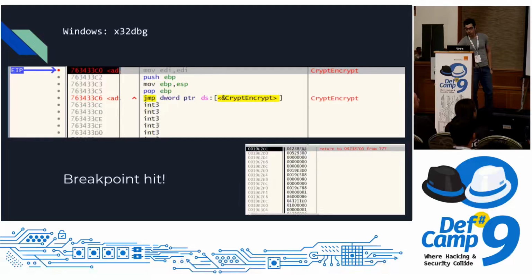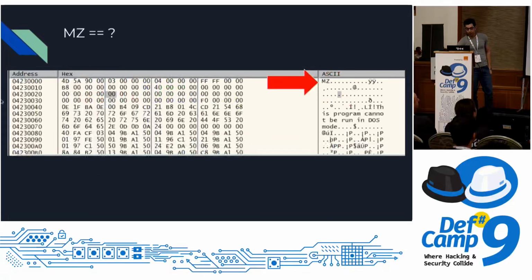It's here, 0x42, 0x42.38, the entire 04230 memory section is the section that was unpacked. It's the ERW section. And I see right here MZ.